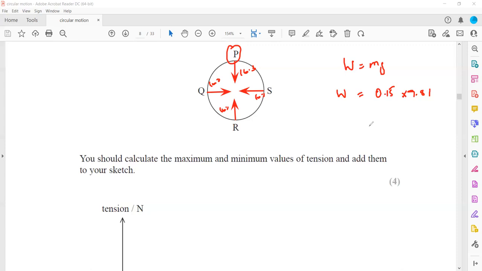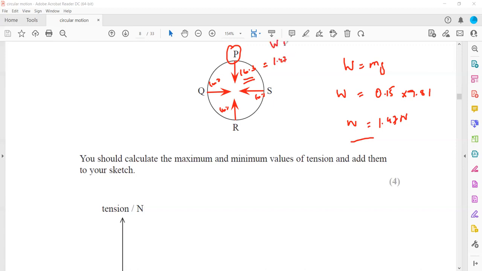This will be 1.47. So weight is equal to 1.47 Newtons. We want the result, at all positions, to be 16.3. At all positions we want the centripetal force to be 16.3 Newtons. But out of 16.3, the weight, which is acting downward, is 1.47.